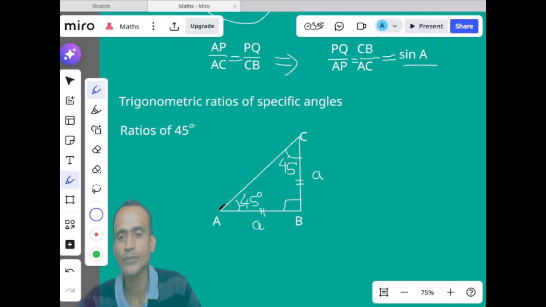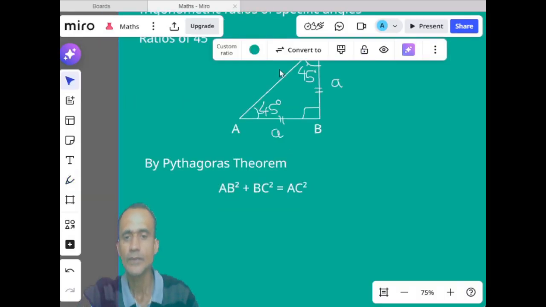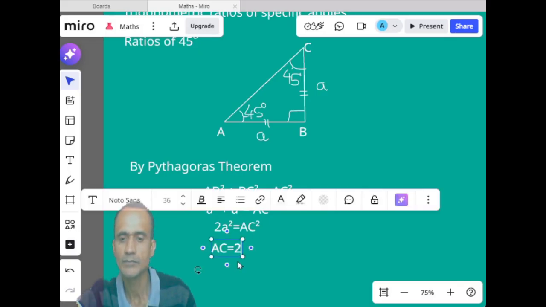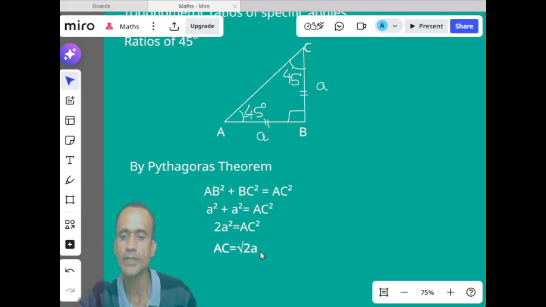Now by Pythagoras theorem, we will find out the value of AC. So by Pythagoras theorem, we know that the hypotenuse squared is equal to the sum of the squares of the sides. So it is equal to AB square plus BC square. But we have taken the value of AB as A, and BC being equal to AB is also A. So we get A square plus A square is equal to AC square. A square plus A square is 2A square, so AC square is equal to 2A square. So AC is equal to root 2 into A.